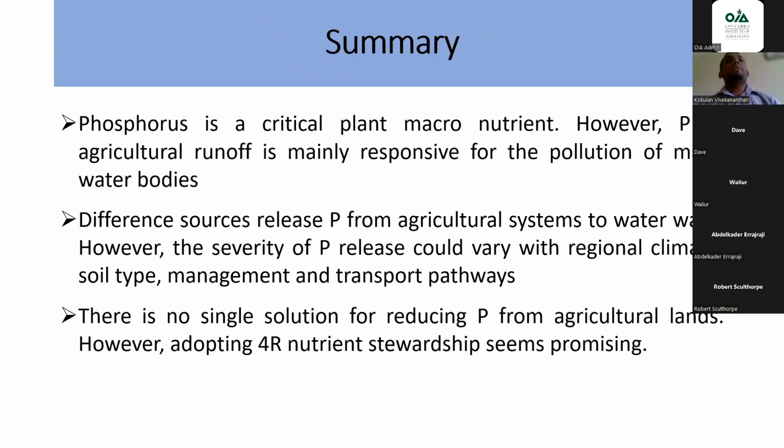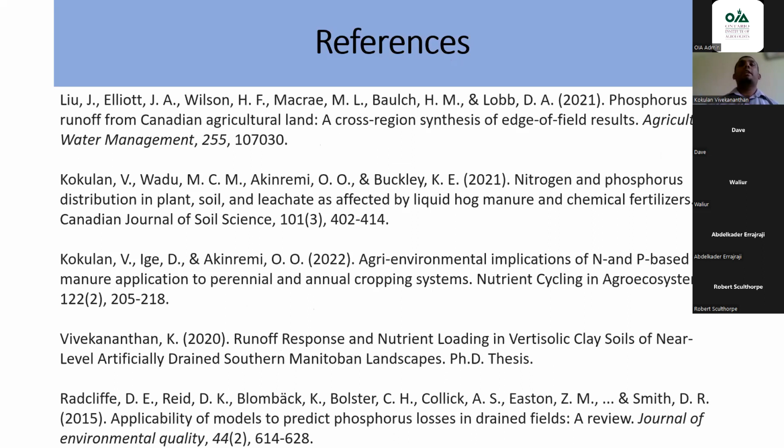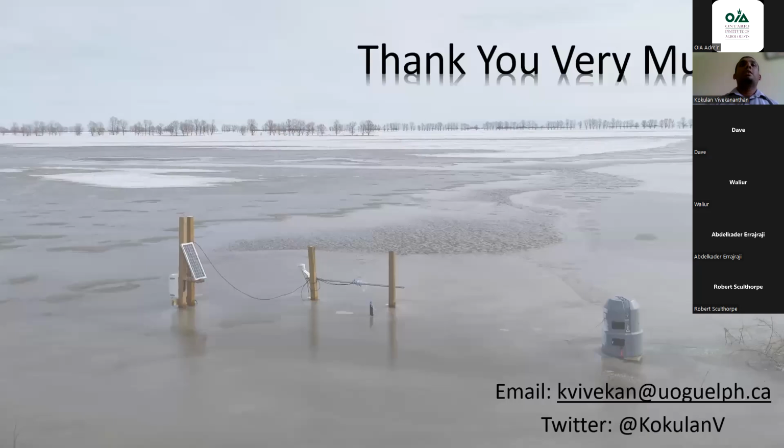So to summarize today's presentation, phosphorus is a critical plant macronutrient. However, phosphorus in agricultural runoff is mainly responsible for the pollution of many water bodies. Different sources release phosphorus from agricultural systems to waterways. However, the severity could vary with regional climate, soil type, management, and transfer pathways. There is no single solution for reducing phosphorus from agricultural lands. However, adopting a 4R-based nutrient stewardship seems promising. And these are the references that I used in this presentation. And thank you very much.